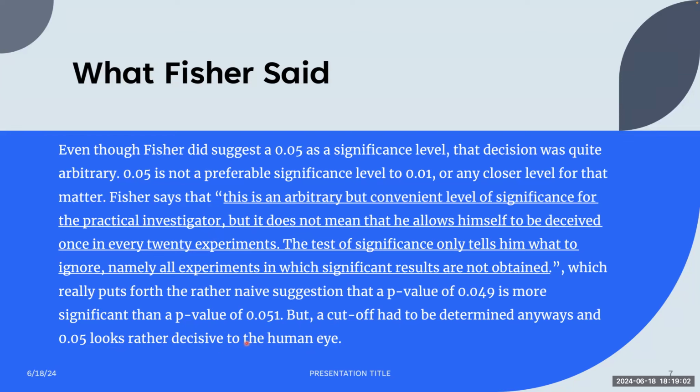Ronald Fisher was leading the charge at the time, and this is where we ended up. In other words, is there really a difference between a p-value of 0.049, which is significant, and one that's 0.051, which is not significant? Less than 2/100ths of a point. You see that, and that's what Fisher is saying there.